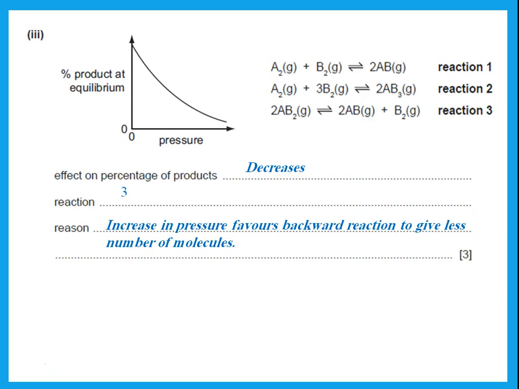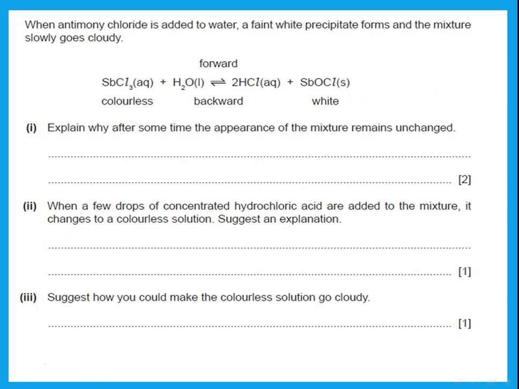Okay. When antimony chloride is added to water, a faint white precipitate forms and the mixture slowly goes cloudy. So he's giving me a reaction in which if I have SbCl3, it is colorless. If I add water and it goes forward, it forms SbOCl, which is white. If it goes backward, it will form the colorless solution again.